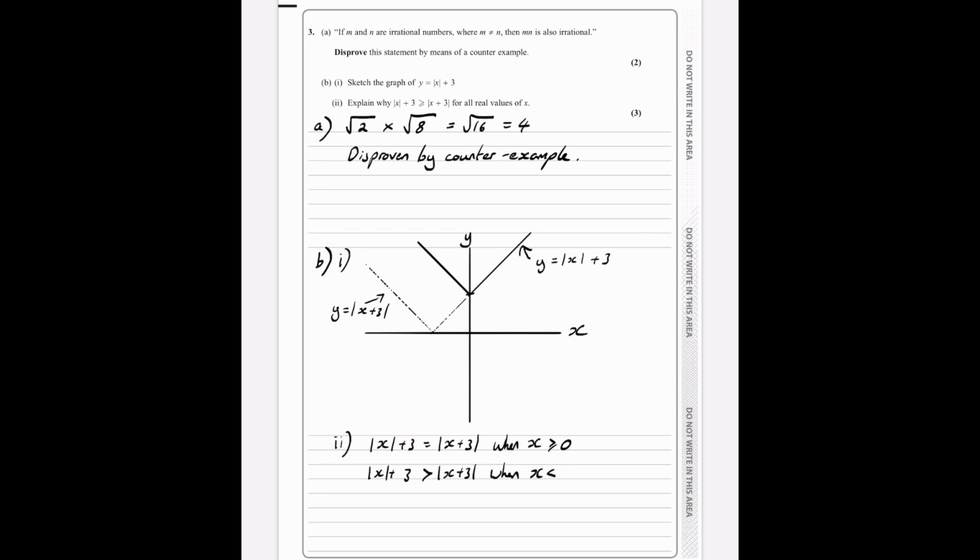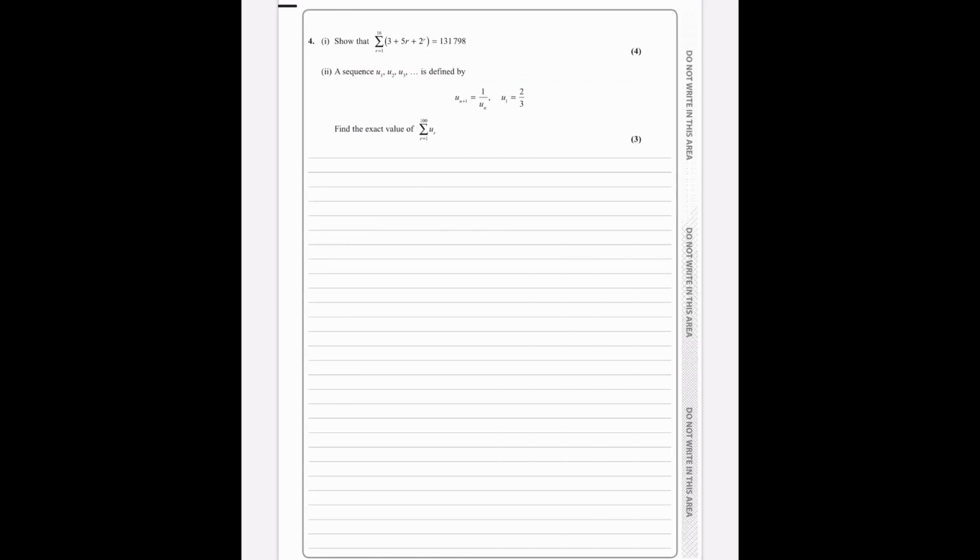So if they're the same when x is greater than or equal to 0 and one is less than the other when x is less than 0, that is enough to conclude that the statement that they're asking us to explain is true for all real values. The upside down capital A is a shorthand for "for all", so I'd read that as all x that is a real number, all real values of x.